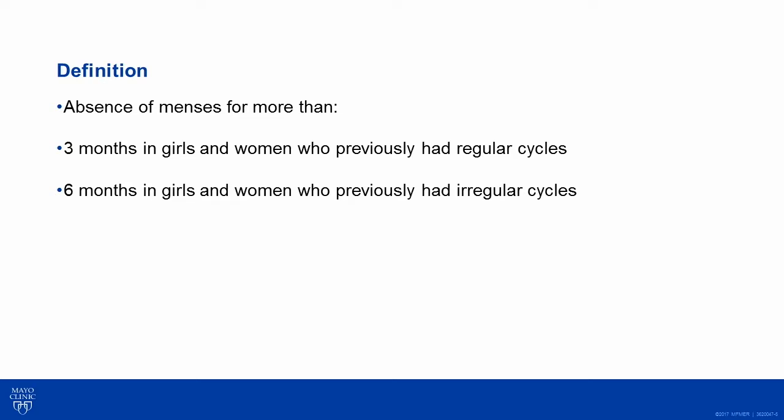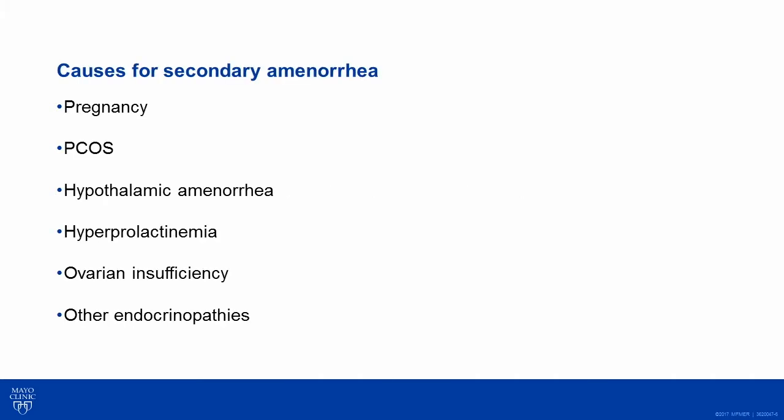As far as definition, secondary amenorrhea is defined as absence of menses for more than 3 months in girls and women who had previously regular cycles, and 6 months or more in girls and women who had previously irregular cycles. There are multiple causes, and the most common one is physiologic, which is pregnancy. As far as pathological causes, probably the most common one is PCOS, followed by hypothalamic amenorrhea. Hyperprolactinemia is another common cause.